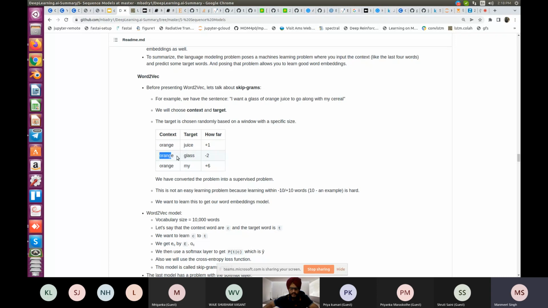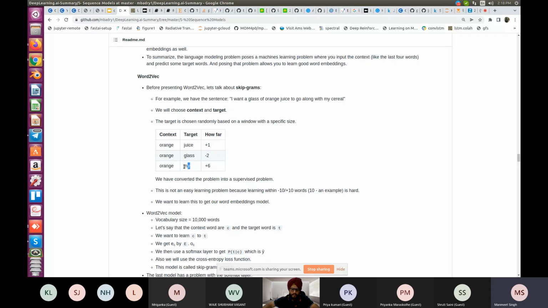Now orange and glass. So glass of orange, right? If you pick the word glass as the target, orange can be a context word. How far is orange from glass? If you look in the forward direction, it is -2. So of is at -1 and orange is at -2. And I want a glass of orange to go along with my cereal.